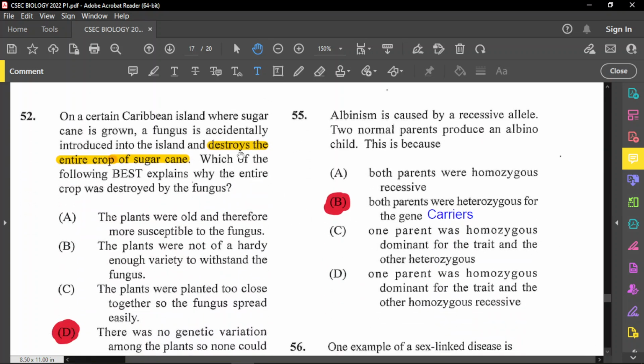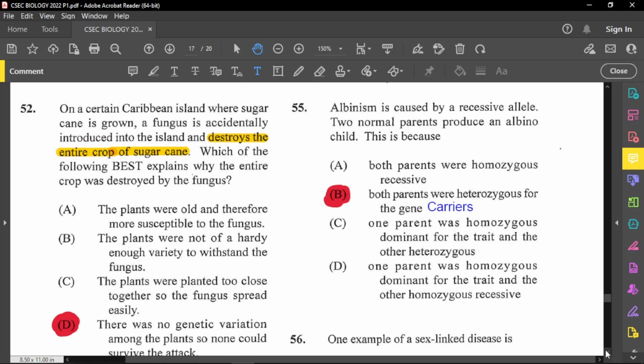It's on a certain Caribbean island where sugarcane is grown. A fungus is accidentally introduced into the island and destroys the entire crop of sugarcane. Notice I like this part. The entire crop of sugarcane is gone. Which of the following best explains why the entire crop was destroyed by the fungus? The entire crop. The whole thing, nothing left.